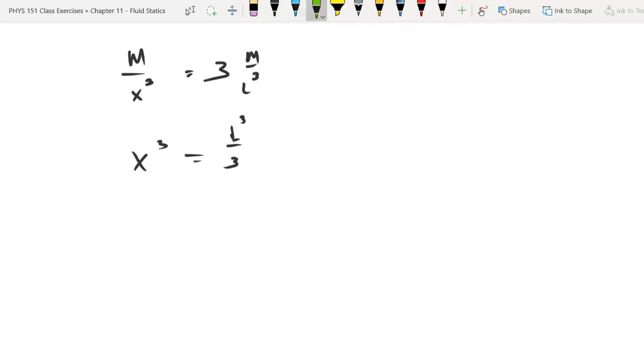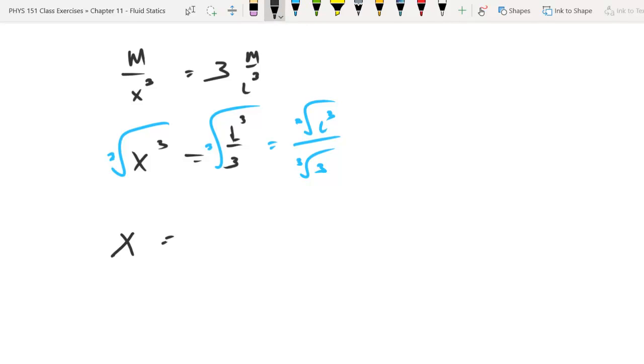And so when we take the cube root of this, this is going to be the cube root of L cubed divided by the cube root of 3, right? So x, this new length, needs to be 1 over the cube root of 3 times L, right? So I need to make it not 1/3 as much, but 1 over the cube root of 3 times as much, whatever number that is.